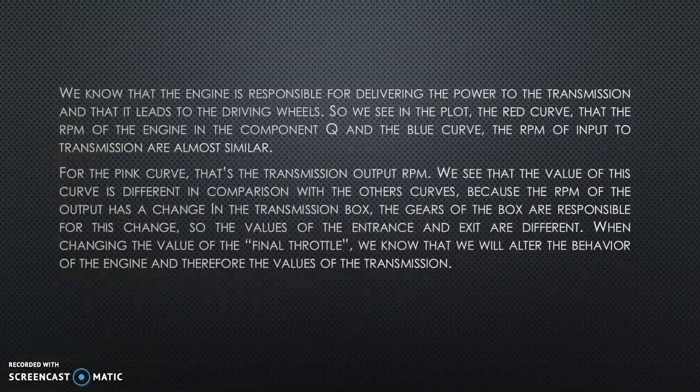For the pink curve, that's the transmission output RPM. We see that the value of this curve is different in comparison with the other curves, because the RPM of the output has a change in the transmission box. The gears of the box are responsible for this change, so the values of the entrance and the exit are different. When changing the value of the final torque, we know that we will alter the behavior of the engine and therefore the values of the transmission.